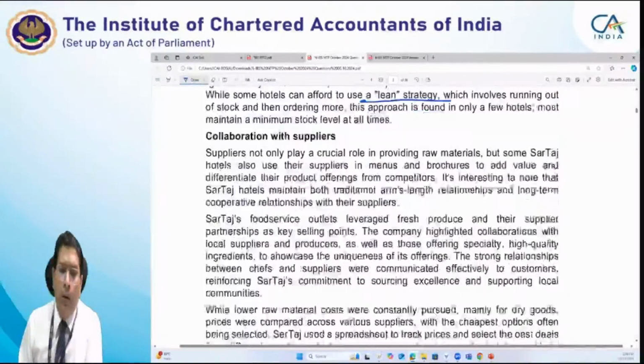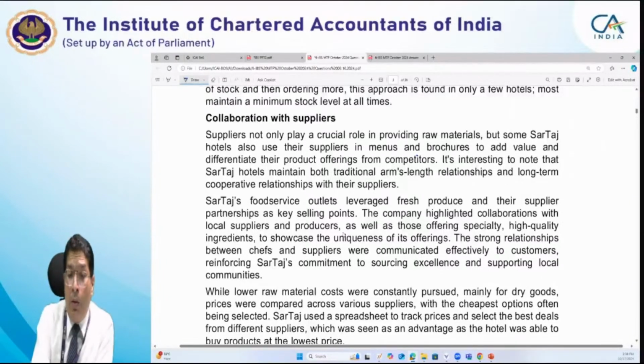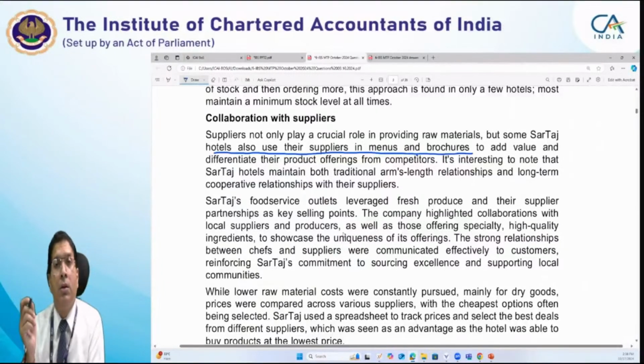Now, collaboration with suppliers. Suppliers not only play a crucial role in providing raw material, but some Sartaj hotels also use their suppliers in menus and brochures to add value and differentiate their product offering from competitors. It is important to note that hotels also use their suppliers in menus and brochures.